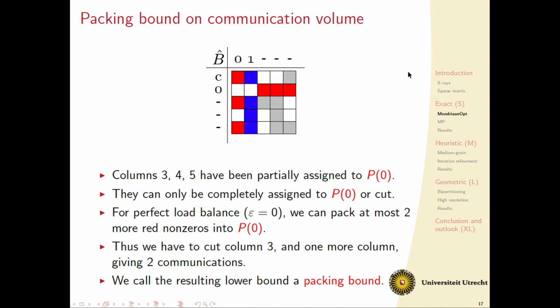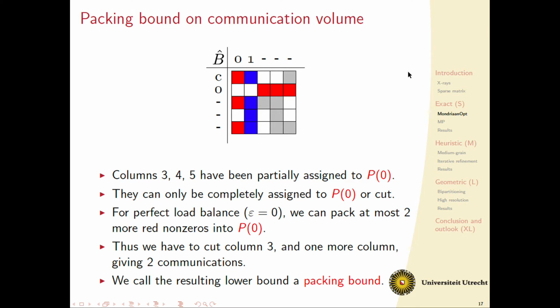And I'll show a few of these bounds. So one bound we call a packing bound. Here we have taken the decision already to paint the first column red, the second one blue, and also the second row. You see that's the 0. The second row will be red. But that means that certain choices in the future become impossible.